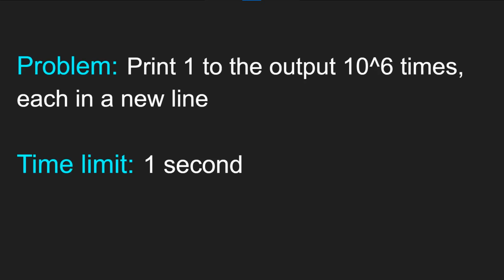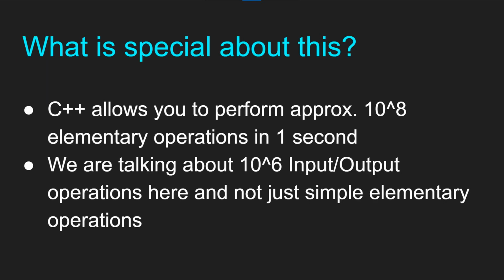So let's consider this question for example. You are required to print 1 on the output 10 to the power 6 times and the time limit is 1 second. Now many of you will be like, what is special about this? C++ already supports 10 to the power 8 operations in 1 second, so printing 10 to the power 6 lines should not be an issue, right?